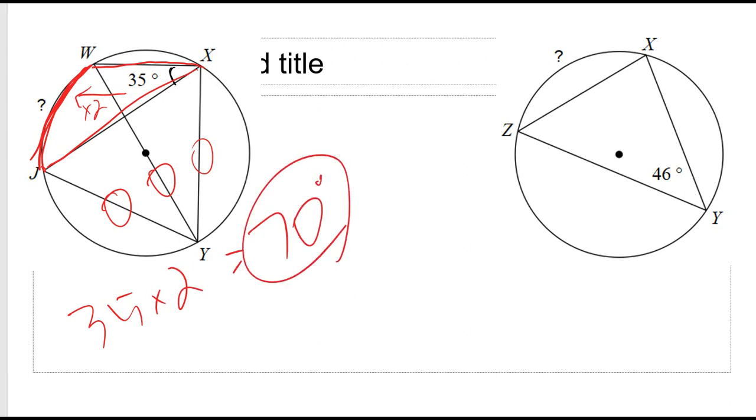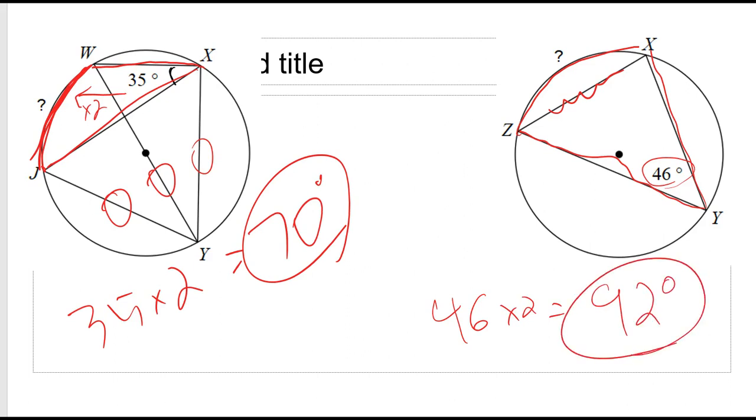Now on the right one, we're given 46. Let's follow my lines from Y to here and Z, and then we're talking about this arc. So this line doesn't mean anything. So we're going from small to big again. Taking 46 times 2 will be 92 degrees. And there you go. So nothing too hard.